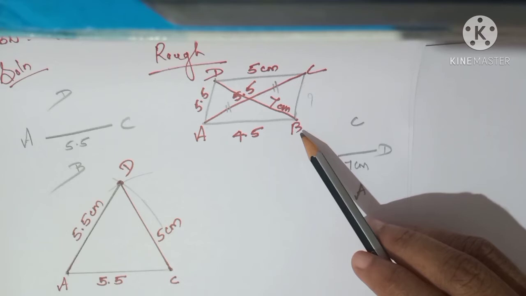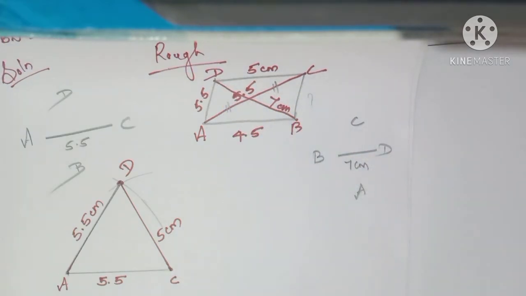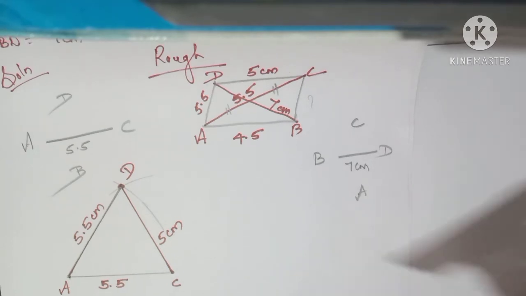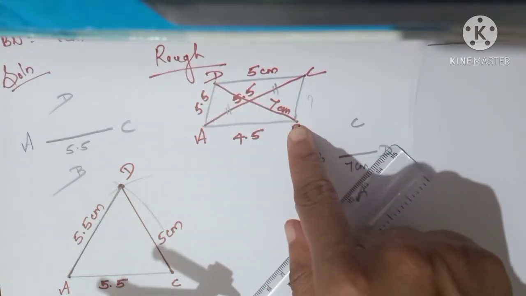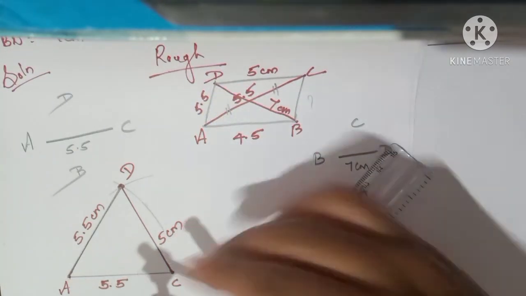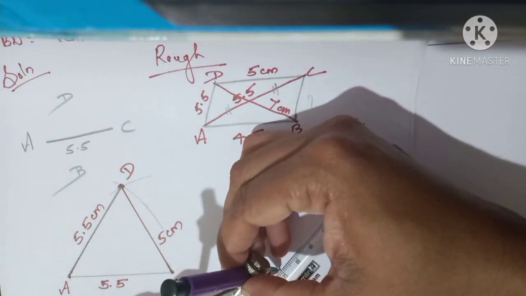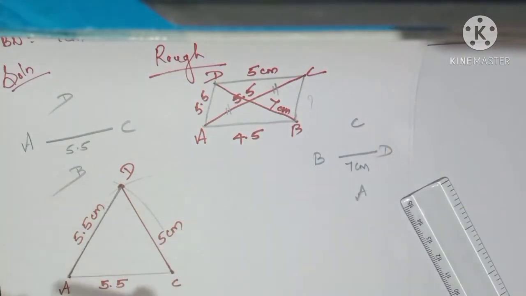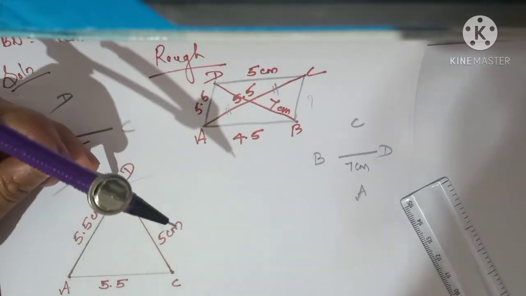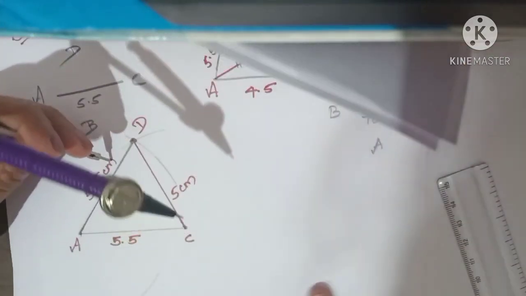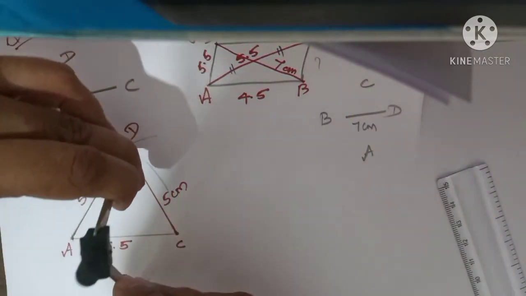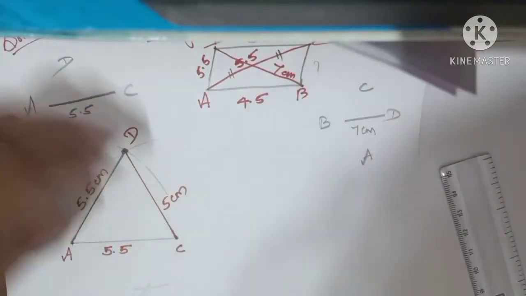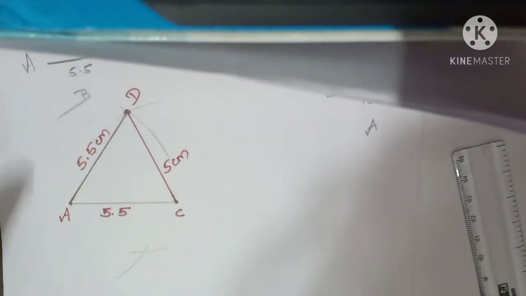So here, DB measurement, you know what is the measurement of DB? 7 centimeter. So you are going to take the scale and compass and measure DB, 7 centimeter. Then you are going to keep the compass at the point D and cut an arc. So you can see here.